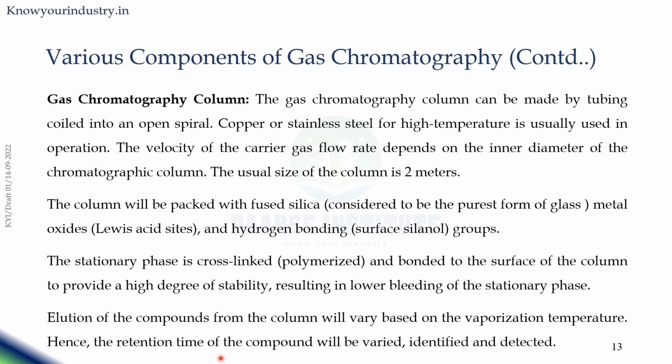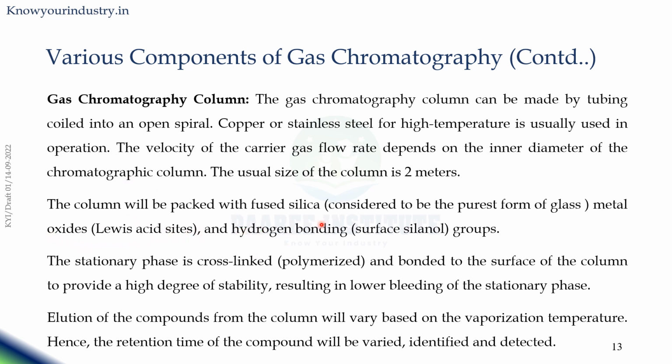Now coming to the gas chromatography column, it can be made by tubing coiled into an open spiral. So it is a tube coiled into a spiral in nature, and copper or stainless steel is used for higher temperature in the operation. So the spiral coiled tube is made up of copper or stainless steel to manage the high temperature generally involved in gas chromatography. Then the velocity of the carrier gas flow rate depends on the inner diameter of the chromatographic column and the total length of the column, usually 2 meters.